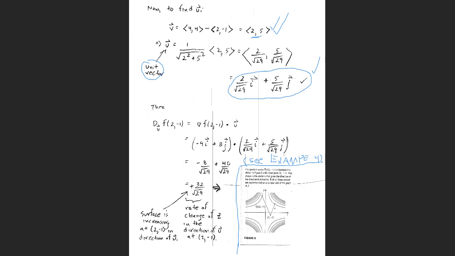Okay, so now we get the value of the directional derivative is 32 over the square root of 29. And keep in mind, what does that mean? A derivative has an interpretation, right? It's a rate of change. Okay, rate of change of what? It's the rate of change of z, the rate of change of your surface in the direction of the vector u at the point 2, -1.